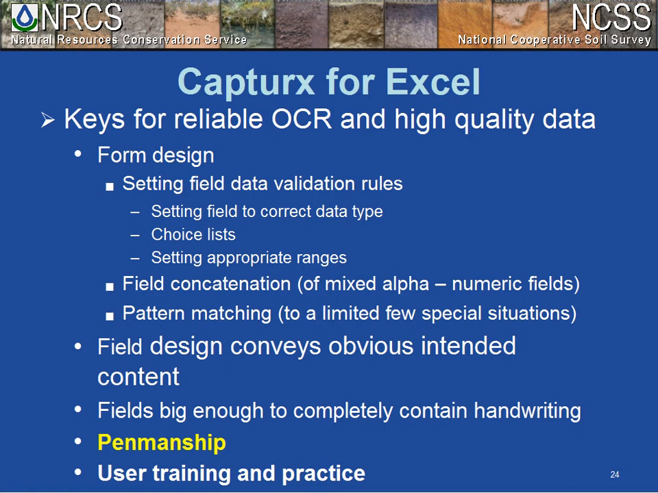Some of the key things that we've done to make the OCR, or the optical character recognition, work for us and give us high quality data is the form design, setting up the field validation rules, especially the concatenation where the field is really a mixed alphanumeric field like user site ID, user pedon ID. I've tried to design the fields so that it's obvious what they're supposed to be. And one of the big things is that the fields are big enough to completely contain the handwriting.